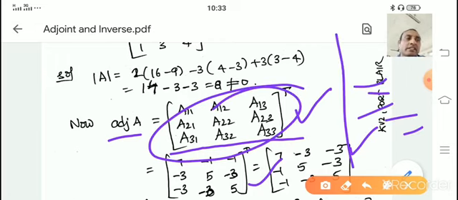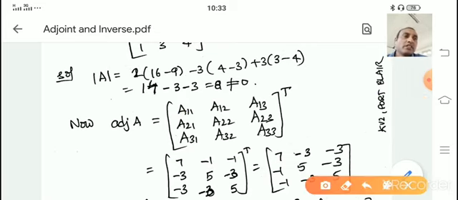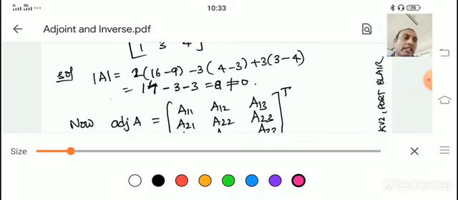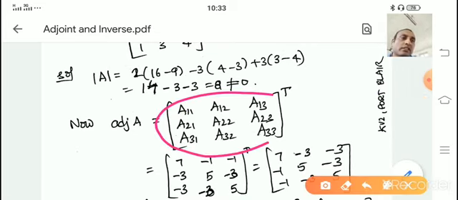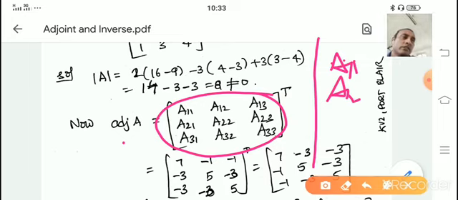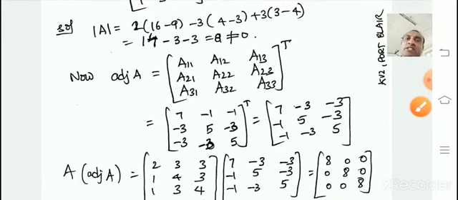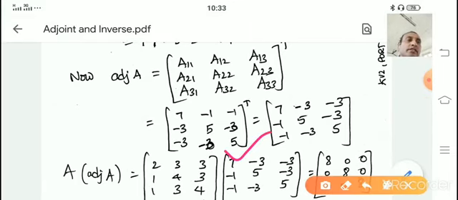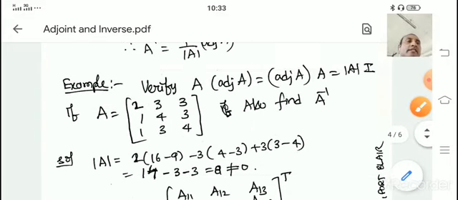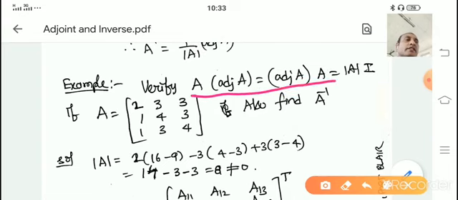You can do these calculations by taking a rough column on the right side. Draw a line, and then find all the cofactors A11, A12, like that, find all the values and put them here. Then do the transpose, and after doing the transpose you get the adjoint. Afterwards they are asking us to verify this result.